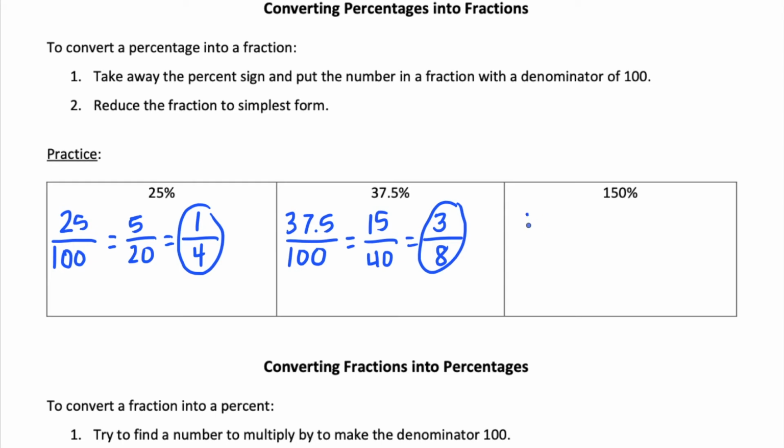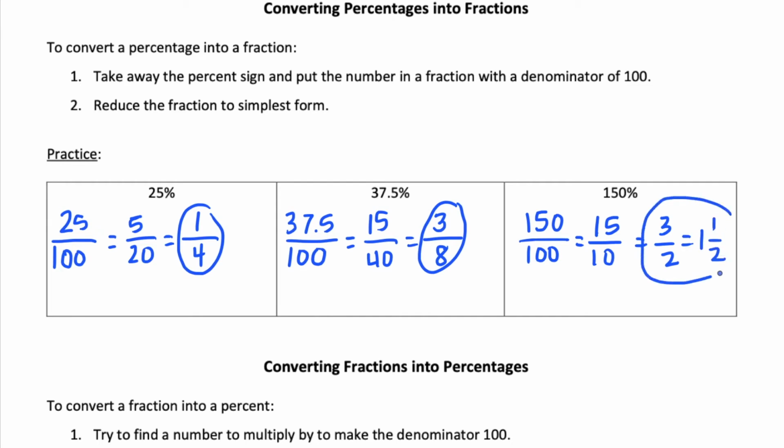In my last one, I have 150%. I'm going to take the percent sign away, write it over 100, and then 150 out of 100 is simplified to 15 out of 10. Those are both still divisible by 5, and I end up getting 3/2. You could also rewrite that as a mixed number, 1 1/2, or as the decimal 1.5. So both of those would be good final answers there.